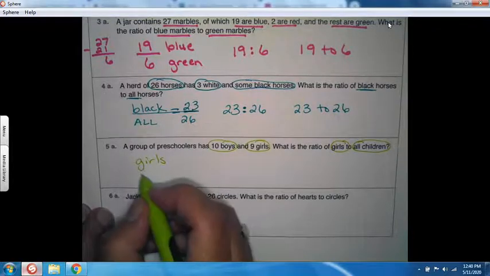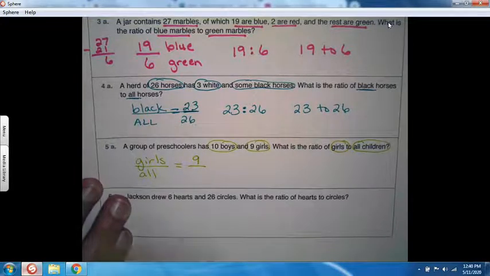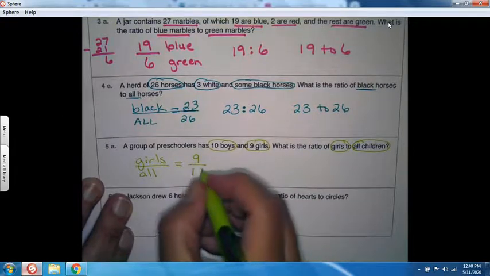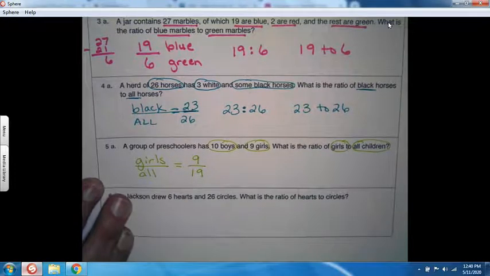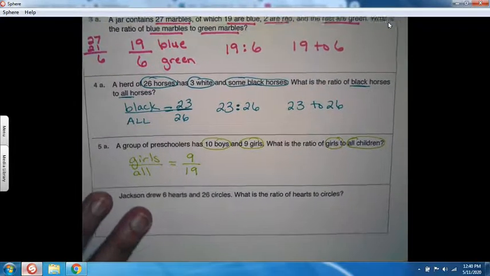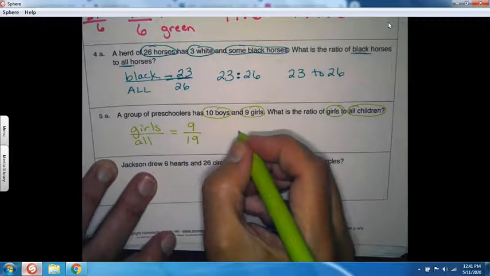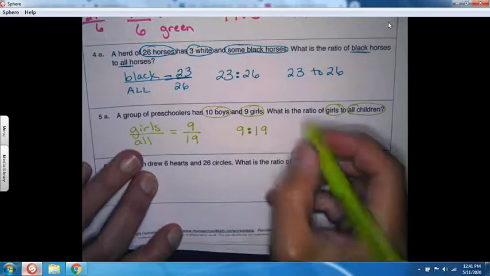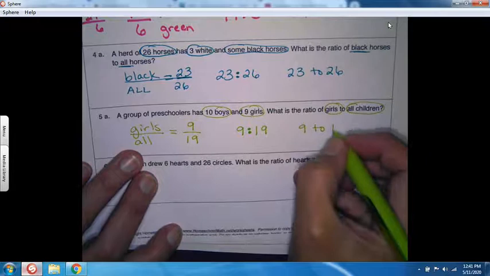Okay, so girls is going to come first. Girls to all. So how many girls? We've got 9. How many total? So if we add 10 and 9, we get 19. Still can't simplify it. It's interesting, this worksheet I said to simplify everything. We haven't had to simplify one yet. All right, and then we just write it the other two ways. Girls is 9, to total kids is 19. And then 9 to 19.